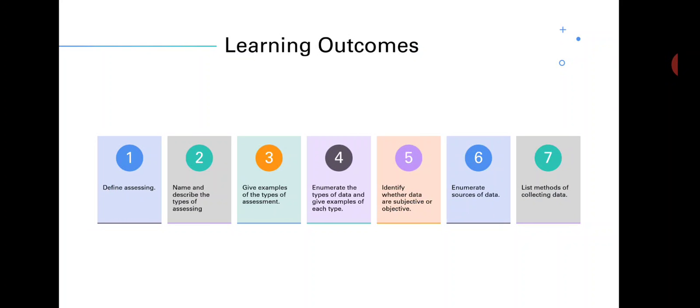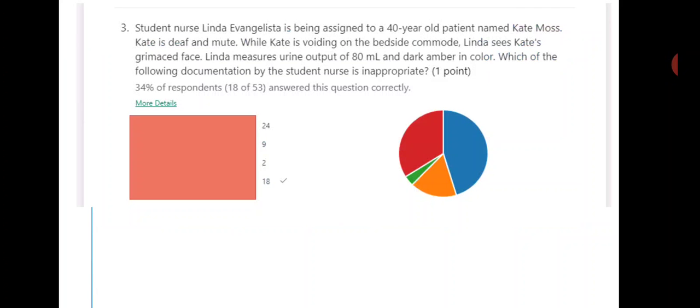So these are the learning outcomes. I hope you go over the video again. You should be able to achieve the following outcomes: define assessment, know the types of assessment, give examples of each type of assessment, differentiate if data or information is subjective or objective, know the sources of data, and list methods of collecting data.